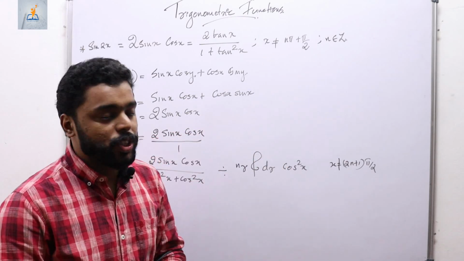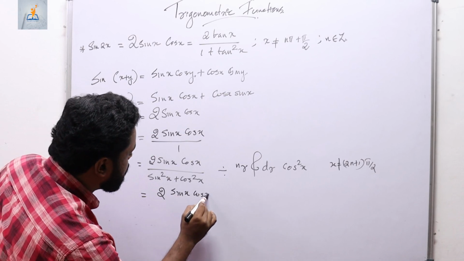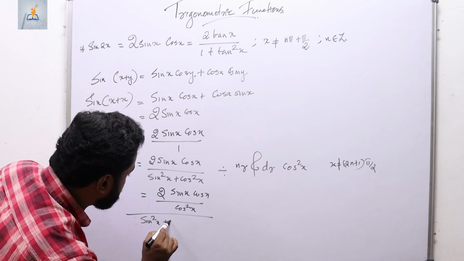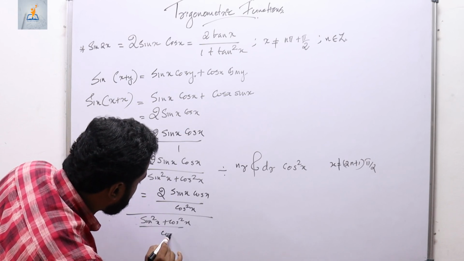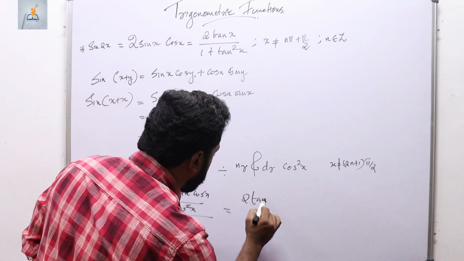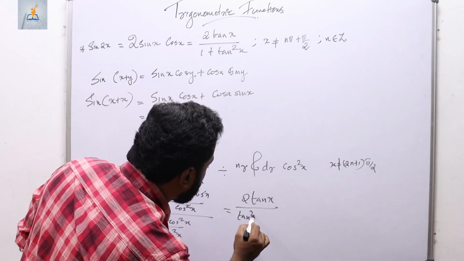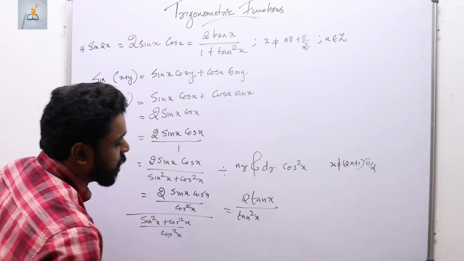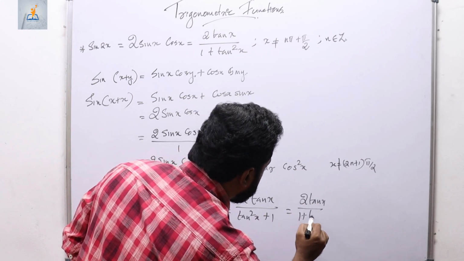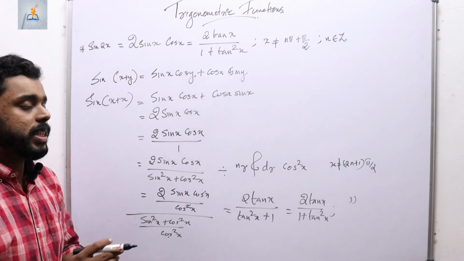That is this restriction. Okay, so it will become 2 sin x cos x divided by cos square x, whole divided by sin square x plus cos square x, whole divided by cos square x. A cos x cancels, and it will become 2 tan x divided by sin square x by cos square x, which is tan square x, plus cos square x by cos square x, which is 1. So it is equal to 2 tan x divided by 1 plus tan square x, and we have this condition also. So that is the formula for sin 2x.